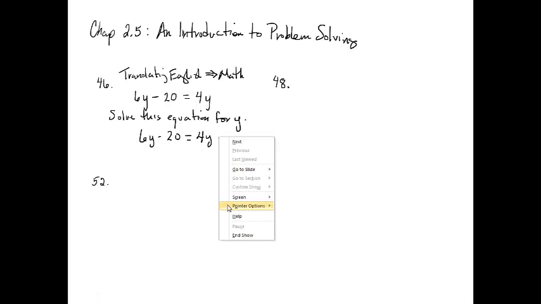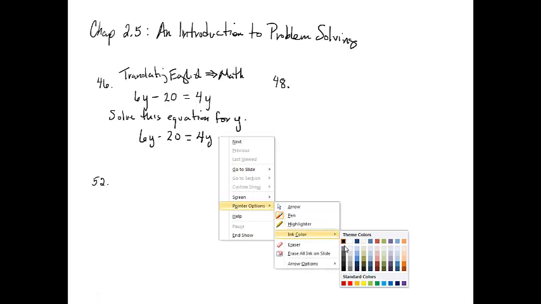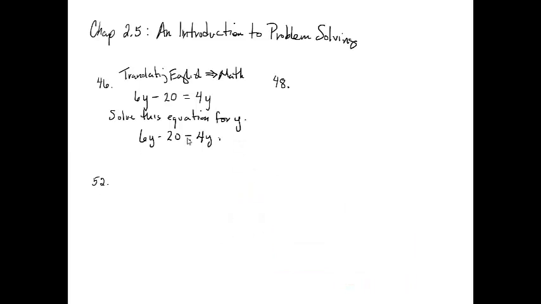Let me get a different color pen. Red. Alright, so the first thing I need to do is get my variables together on one side. And in order to do that, I'm going to move the one with the smallest coefficient. That's what I normally do. But what do you notice? I have the minus 20 already on the left side. So I'm better off just moving the 6y over to the right.